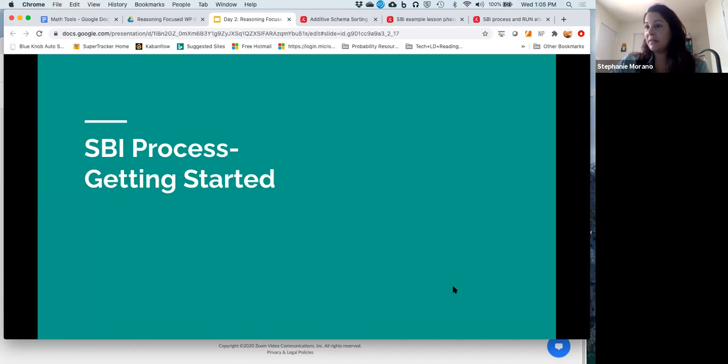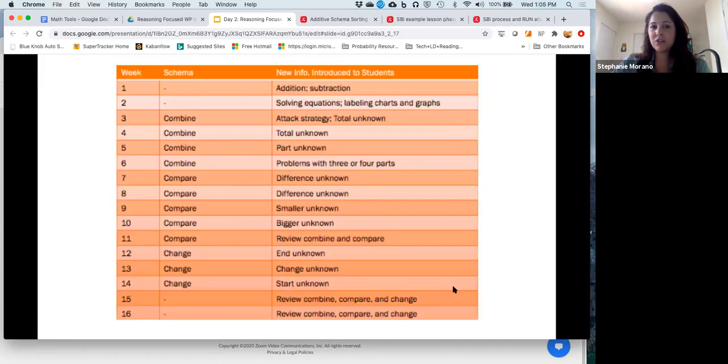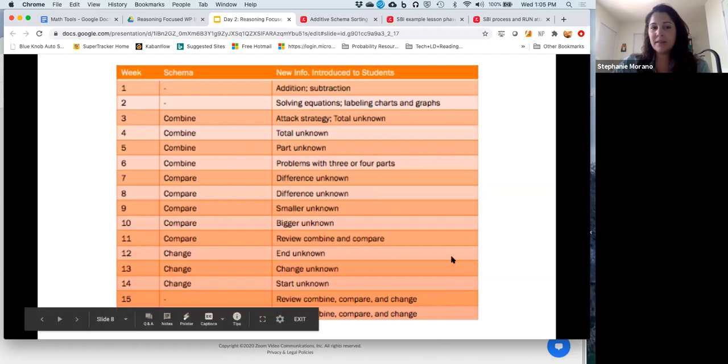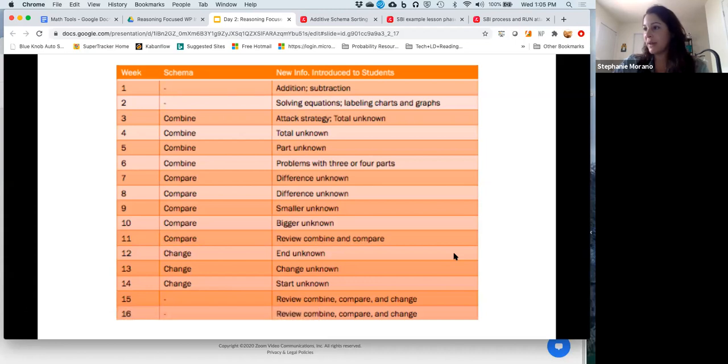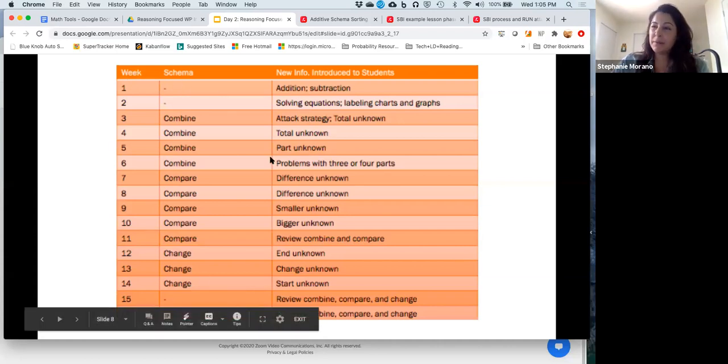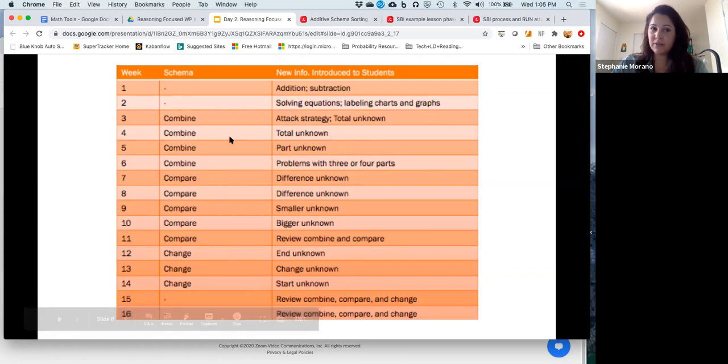Okay, so the schema-based instruction process. Before we jump in to how to teach the process, this is just a really quick overview of what a program of instruction might look like if you're teaching additive schemas to students, either as initial instruction, so maybe starting with 1st or 2nd grade students, or if you're teaching this as remediation for older students. This is what a potential 16-week plan of instruction might look like.